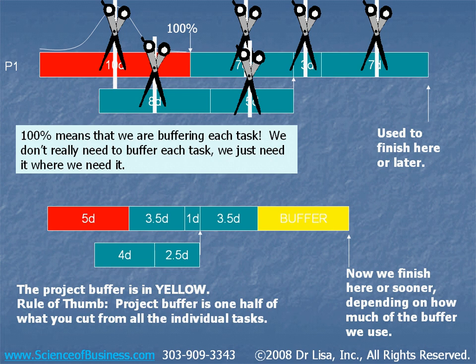So what we do is we take the time that we save by cutting each task in half, and half of that time that we cut now becomes a project buffer. So if we can finish within the project buffer duration, you can see we're already finishing projects faster. The rule of thumb is that the project buffer is 1/2 of what you cut from all the individual tasks.